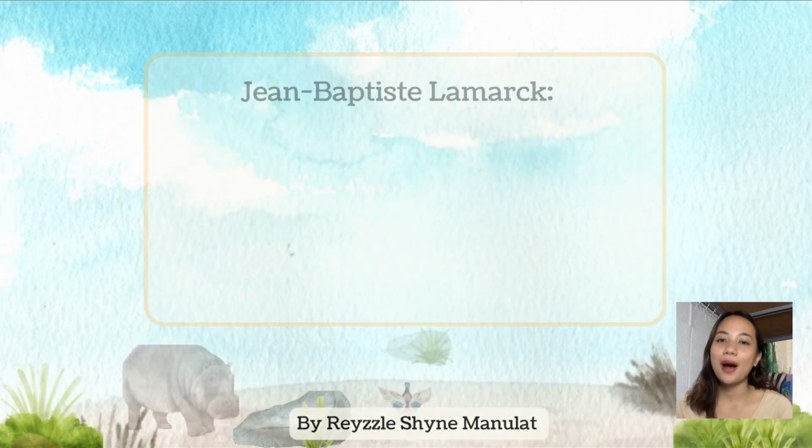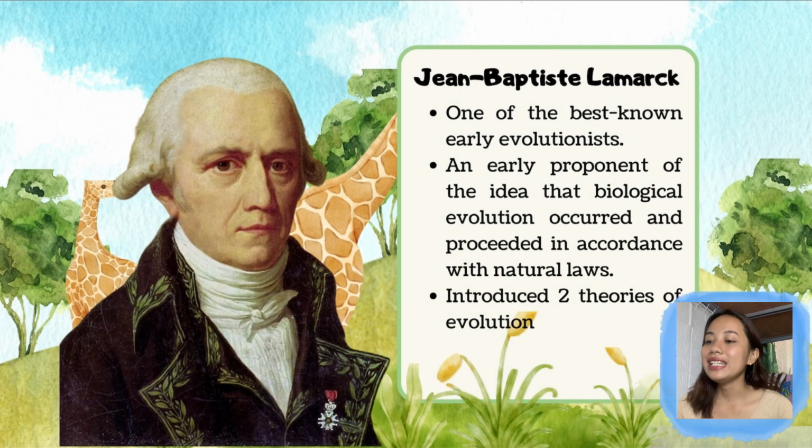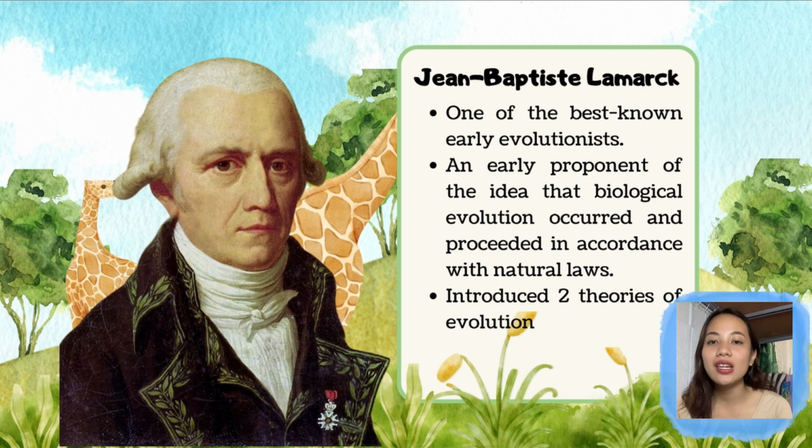Who is John Baptiste Lamarck? He is one of the best-known early evolutionists. He is an early proponent of the idea that biological evolution occurred and proceeded in accordance with natural laws. He also introduced two theories of evolution. He is known by his surname, Lamarck, and he was also a soldier and a biologist.